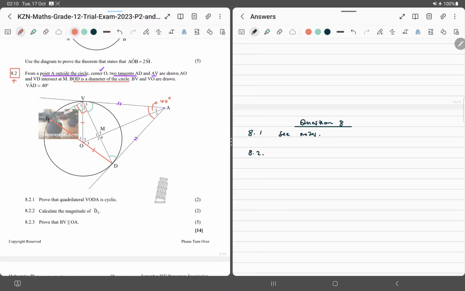How do I know that B1 is equal to B? It's an isosceles triangle there because the radii are equal. And there's a lot more.